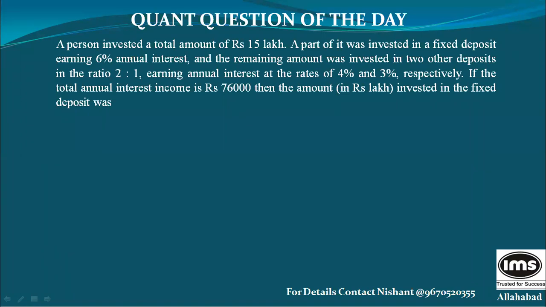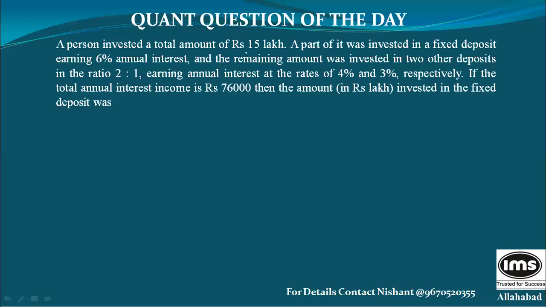We have taken this question from CAT 2019. The question says, a person invested a total amount of rupees 15 lakh. A part of it was invested in a fixed deposit earning 6% annual interest, and the remaining amount was invested in two other deposits in the ratio 2:1, earning annual interest at rates of 4% and 3% respectively. If the total annual interest income is rupees 76,000, then the amount in rupees lakh invested in the fixed deposit was. Now let us see the question again.